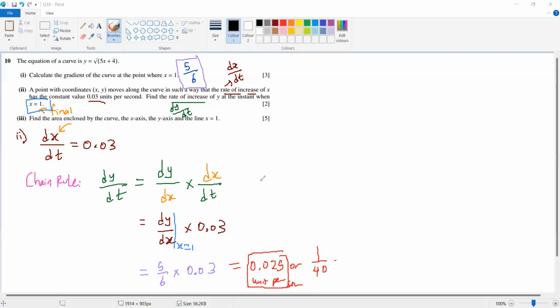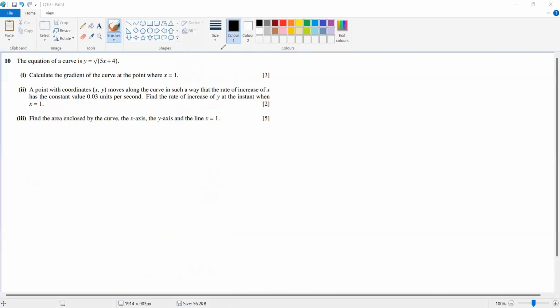Okay, now let's do the third part. The third part is completely unrelated to all this because they're talking about the area enclosed by the curve, x-axis, y-axis, and the line x equal to 1. The marks are a bit higher. They didn't give a sketch of the curve. Do we really need to know the sketch of the curve? It depends on the curve.